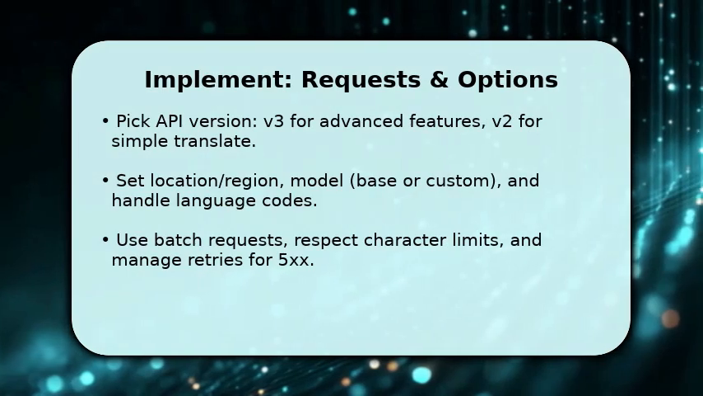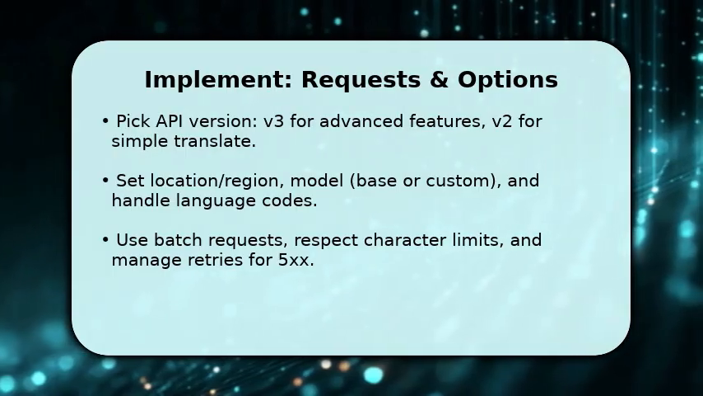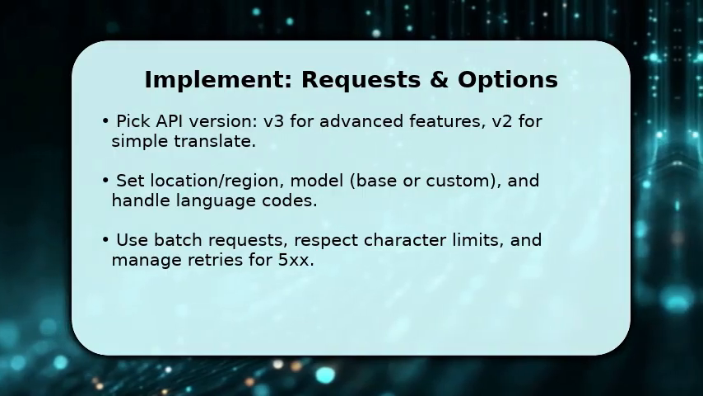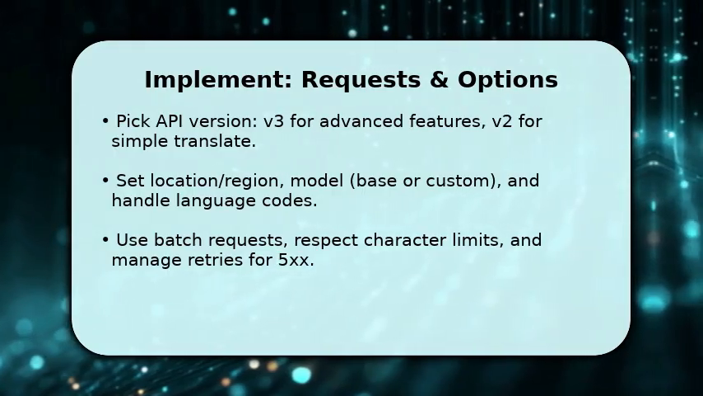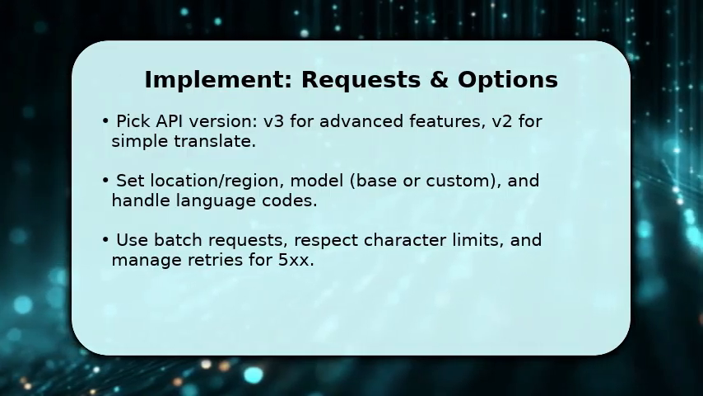Next, you choose how to call the API. V3 exposes model selection, glossaries, and batch translation. V2 is simpler. Once chosen, set the location/region and specify a model or glossary if you need domain-specific accuracy.